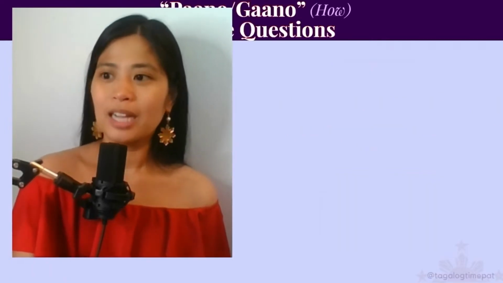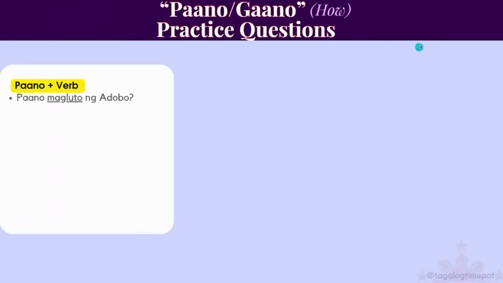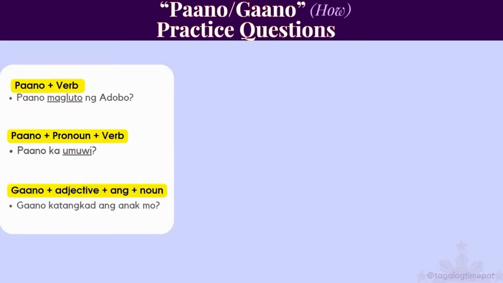Now, let's practice using paano and gaano in some questions. So, paano is with a verb. How do you do something? And then paano plus a pronoun plus a verb if you want to be specific by adding a pronoun. Gaano uses an adjective. So, gaano plus adjective plus ang plus a noun. Okay, so just try to follow these sentence structures.